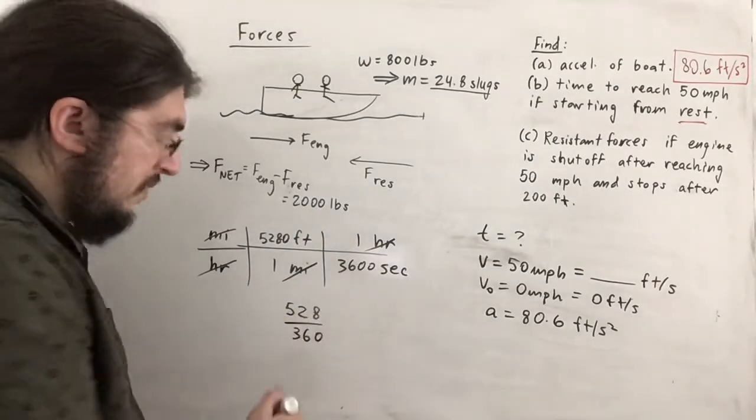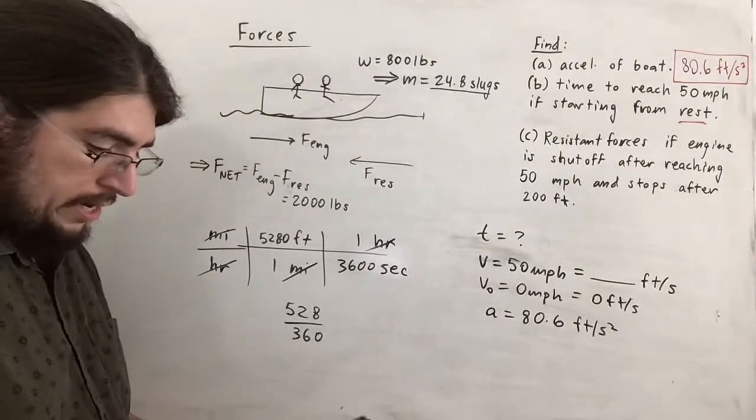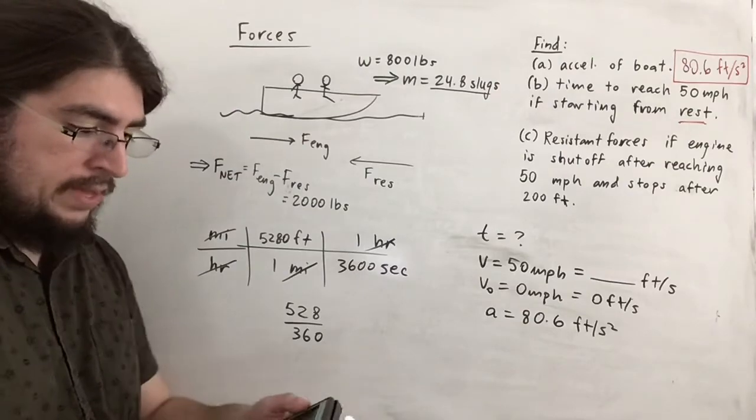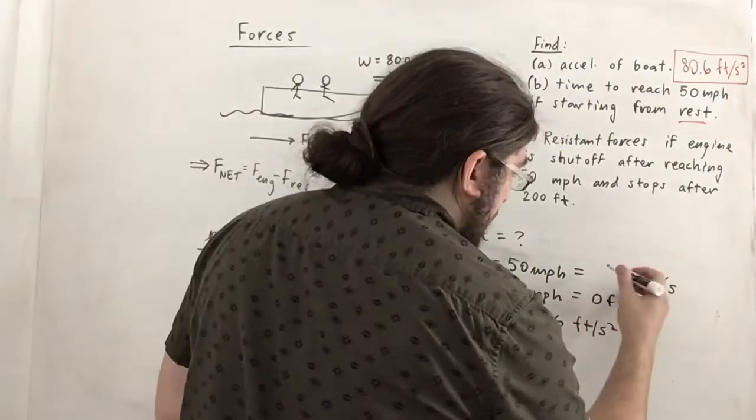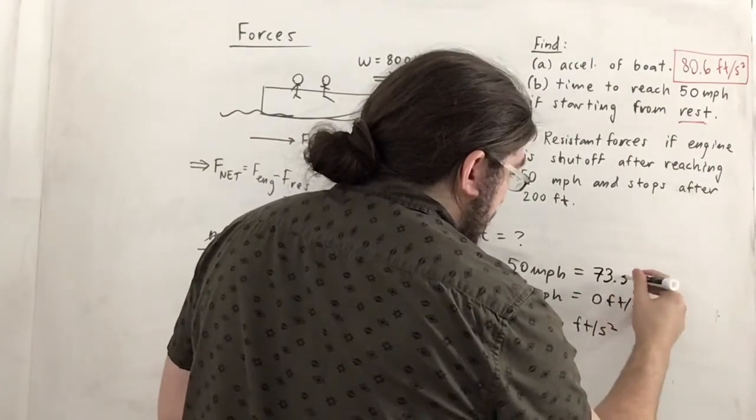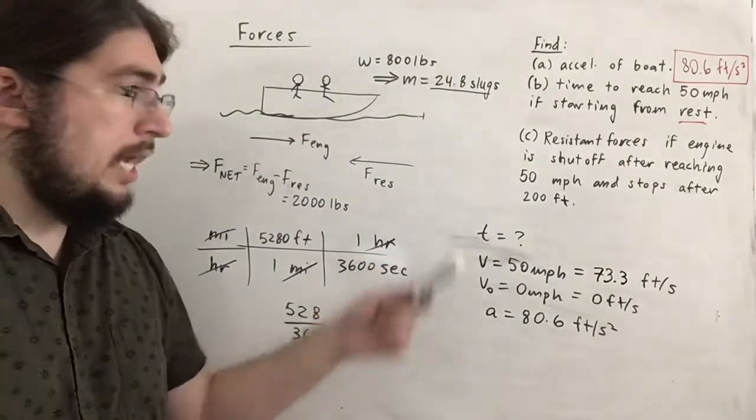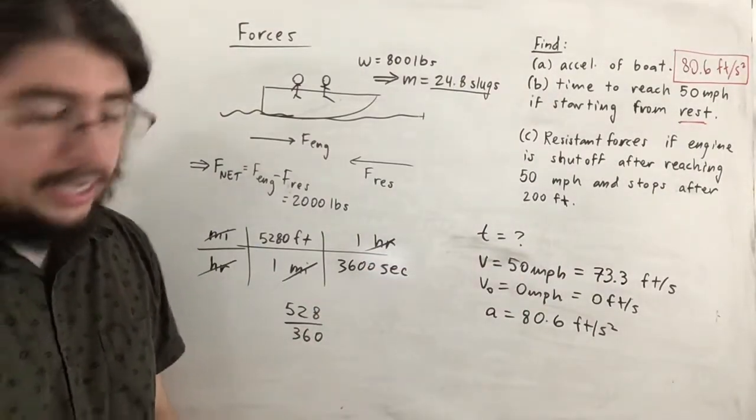So I'm going to multiply 50 by this real quick, and let's see what we get here. I got 50 times 528 divided by 360, and I got 73.3. So this is 73.3 feet per second. Now that we've taken care of the units, so everything's in the same unit, we can definitely find time, and that'll of course be in seconds, because our time unit now is seconds.